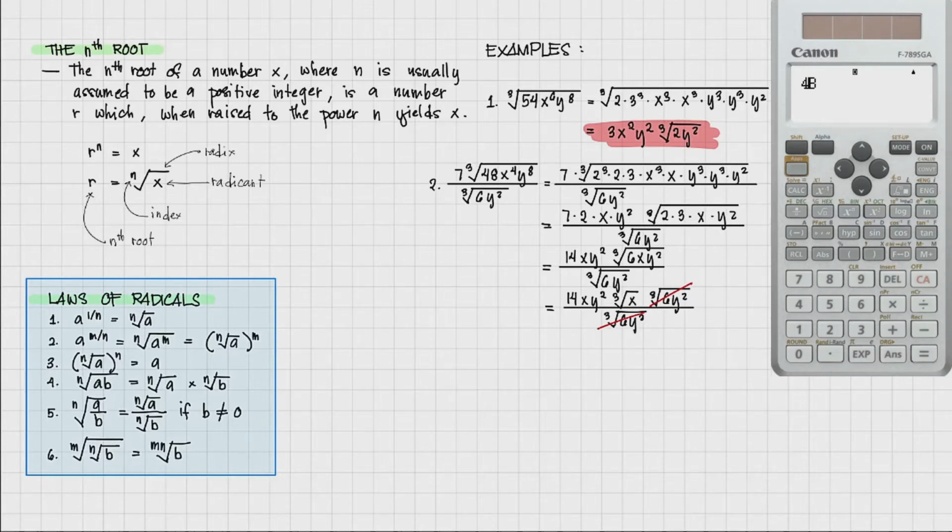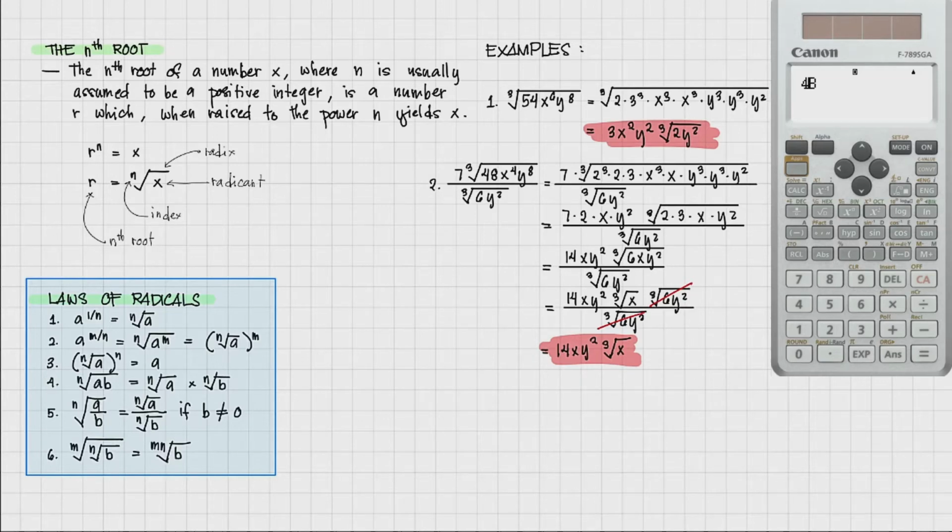So rewriting that for the final answer, it is just 14 times x times y squared multiplied by the cube root of x. So that's the final answer for example number 2. So let's highlight that. There you go. Again, you're not seeing it. I apologize. So probably let's move this down here. There you go. So that's the final answer: 14 times x times y raised to 2 multiplied by the cube root of x. So that's the final answer for number 2.